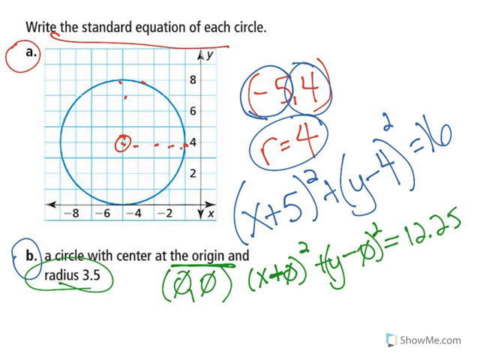Well, we can simplify this one because we know that x minus 0 is x, so it's just x squared. And y minus 0 is y, so it's really just y squared.